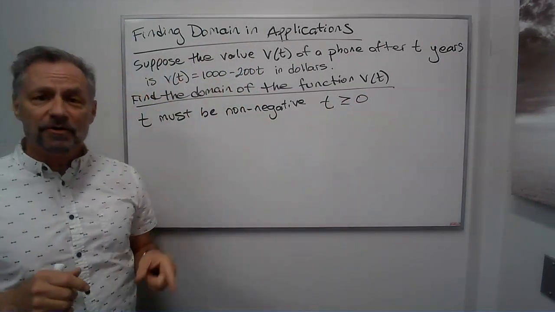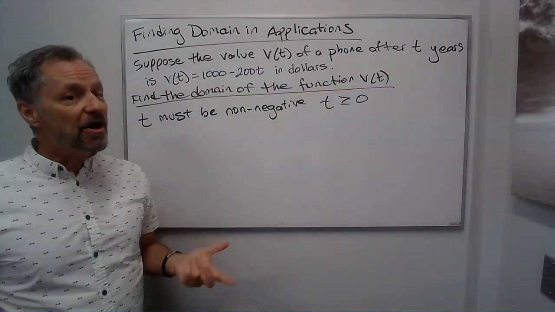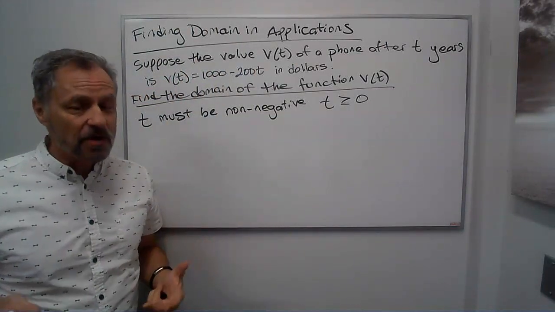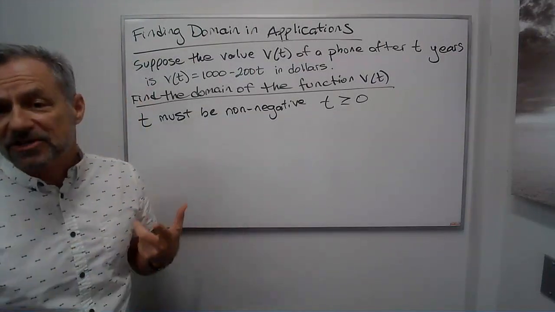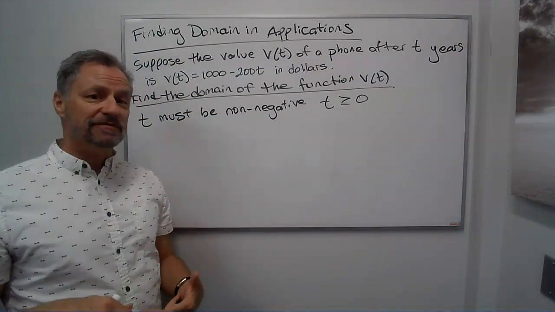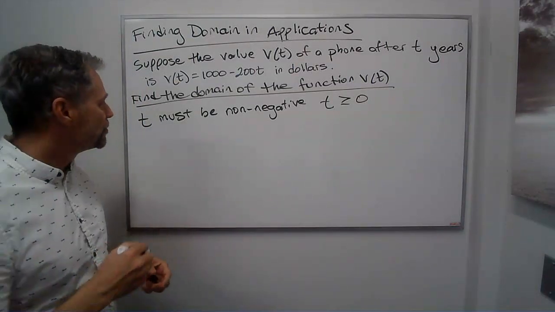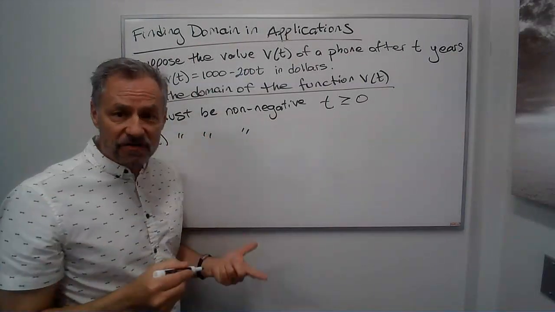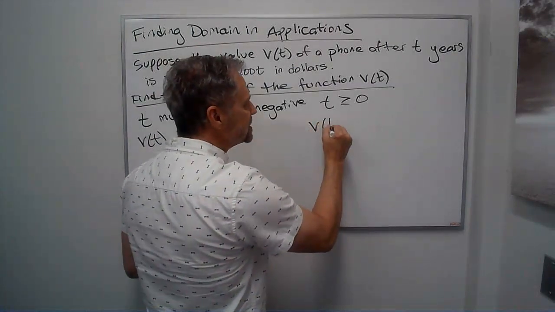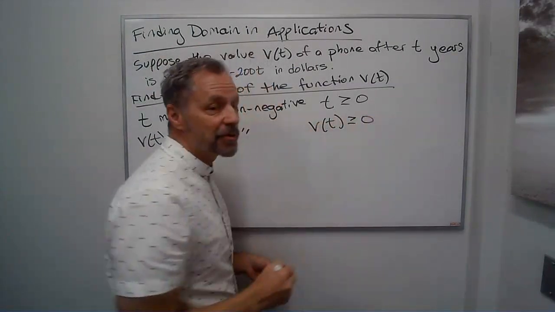But there's a value of the phone. The value must be non-negative also. We can't say, oh, this phone is worth negative $500. Makes no sense. It could go down to a value of 0, but it can't go any lower than that. So V of t must be non-negative also. So V of t has to be greater than or equal to 0 as well.